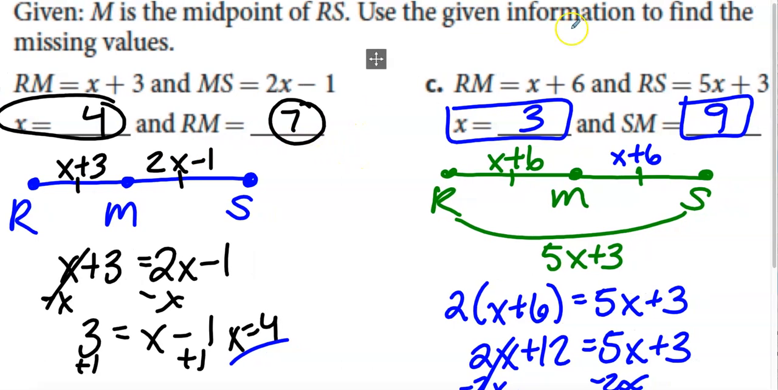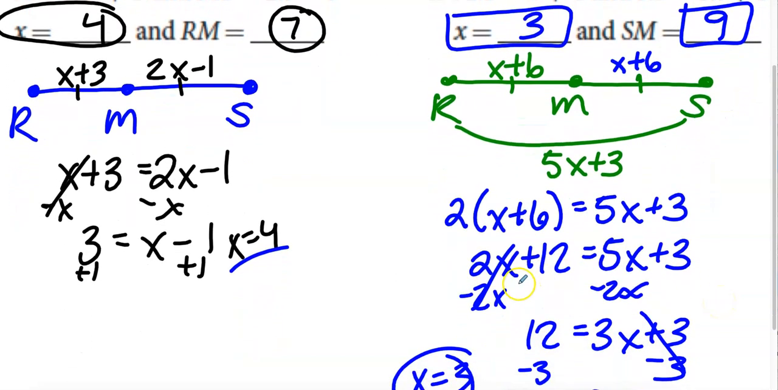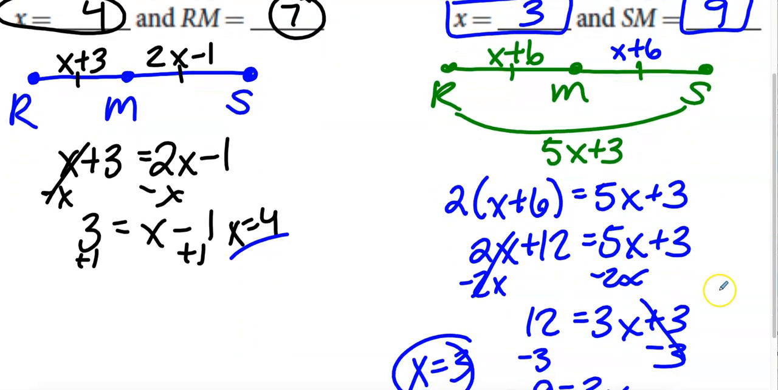On C over here, it gave you a part and the whole again, so I had to do something similar to A. I needed to duplicate this x plus 6. So you could have had x plus 6 plus x plus 6 equals your whole. I kind of shortened it with the distributive property and said I had 2 x plus 6's. I would distribute this and then subtract 2x. I subtracted 3.